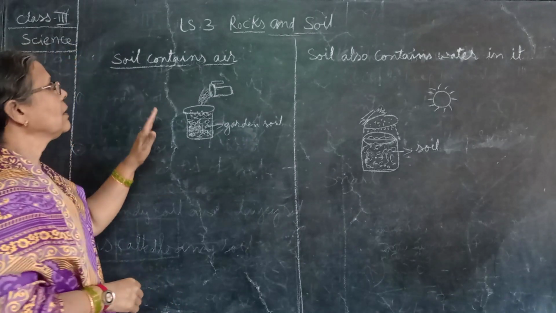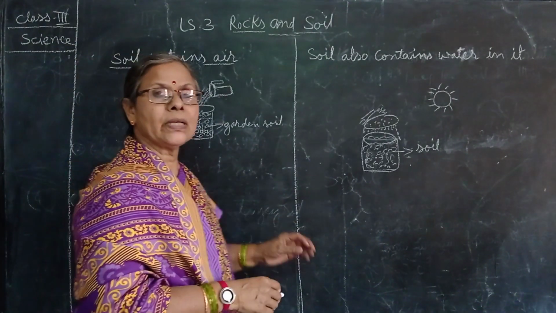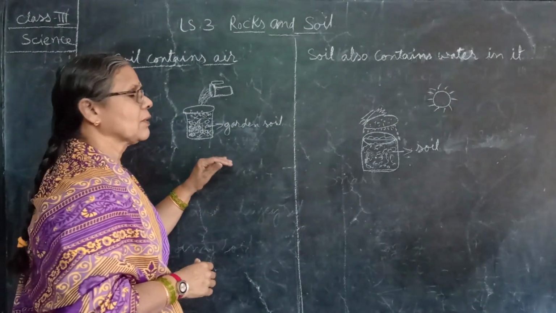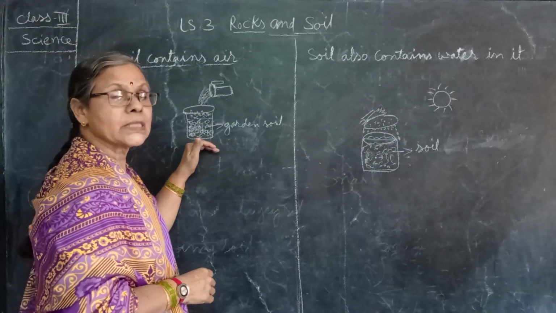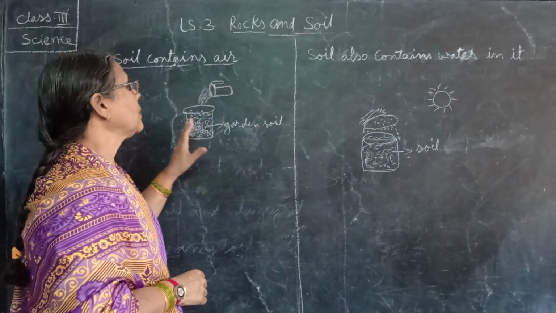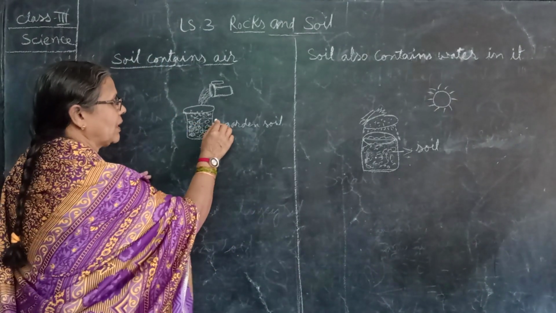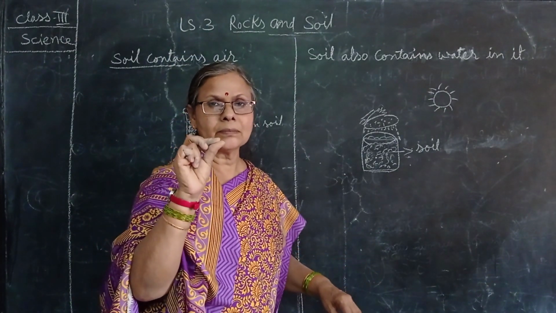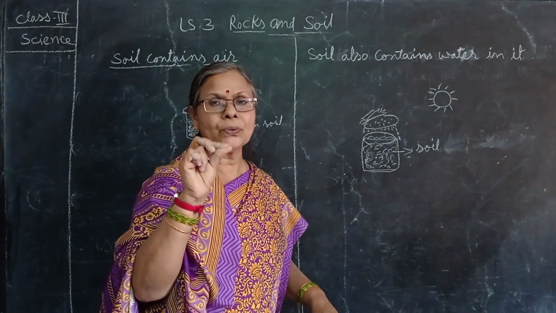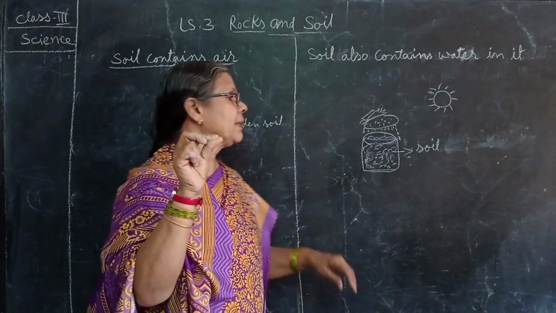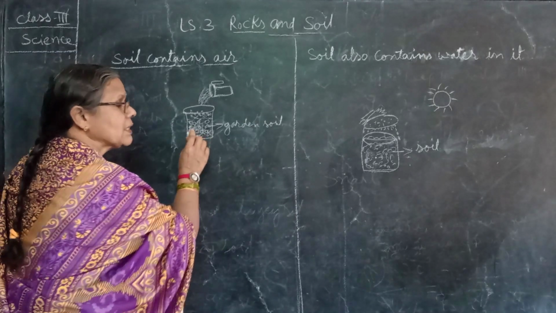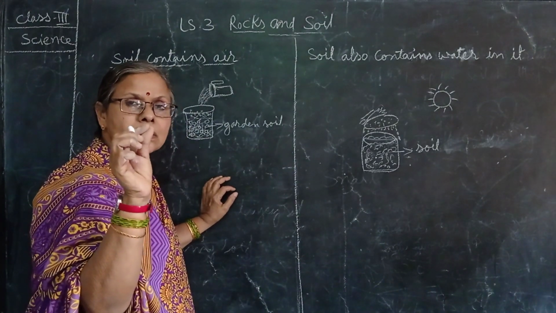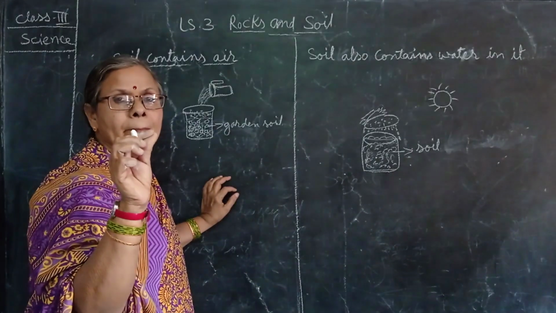Now, the soil contains air. This activity lets us see how. Take a beaker or jar, put some garden soil into it and pour water up to a level. What do you think? When you take a pinch of mud in your hand, it feels rough. That roughness means that in between the small tiny stones you will find space.